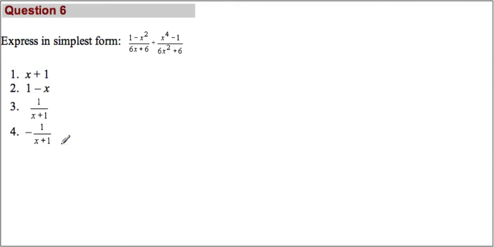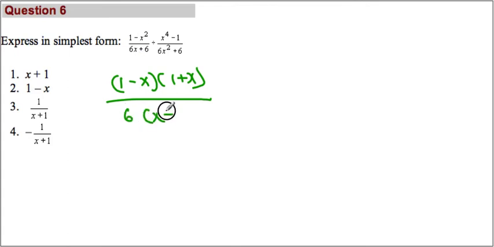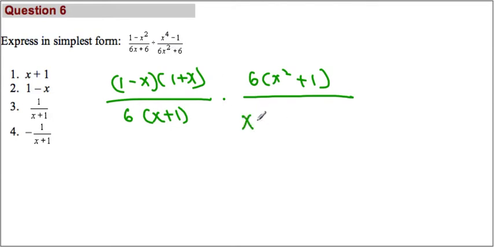Number 6. You see, when we have division, we can just multiply by its reciprocal. And here we have 1 minus x times 1 plus x. That is the difference of squares. Here in the bottom, we end up getting x plus 1 multiplied by, here we factor out the 6, then we have x squared plus 1. And then on the bottom, since we are flipping it, x to the fourth is in fact equal to x squared plus 1 and x squared minus 1.